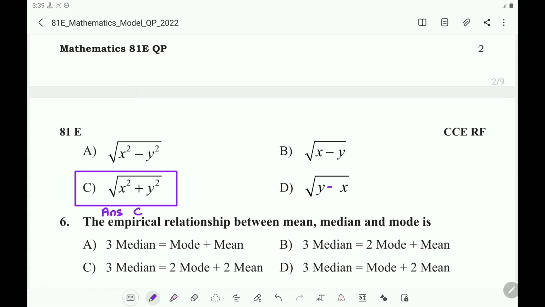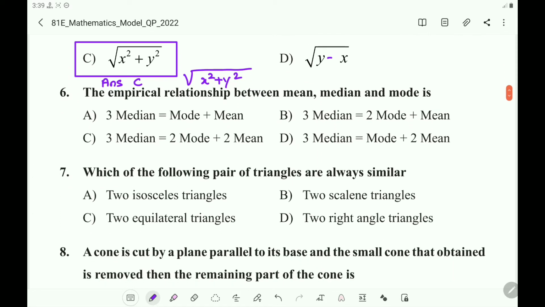Answer C, that is square root of x square plus y square. Next question, question number 6.